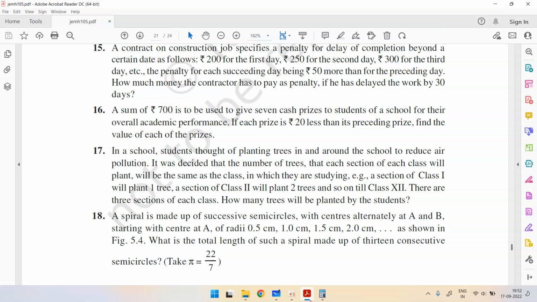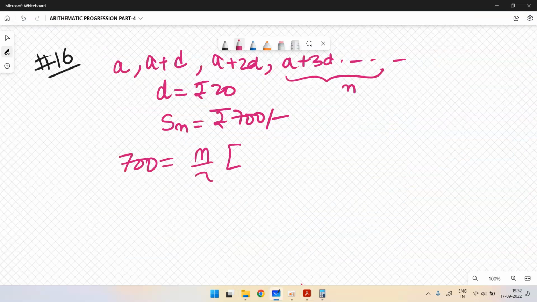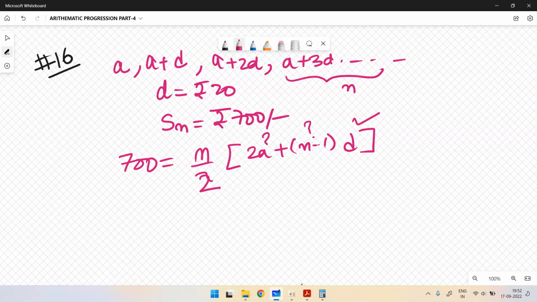Find the value of each prize. So this is n by 2 into 2a plus n minus 1 into d. d you know, n you don't know, 2a you don't know. Then how will you calculate this?